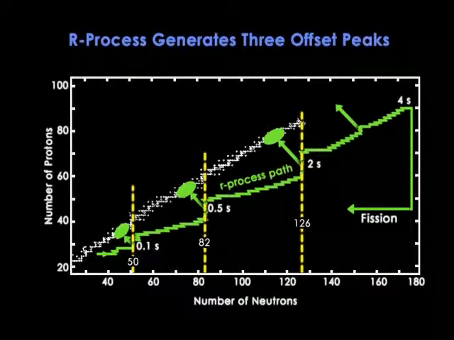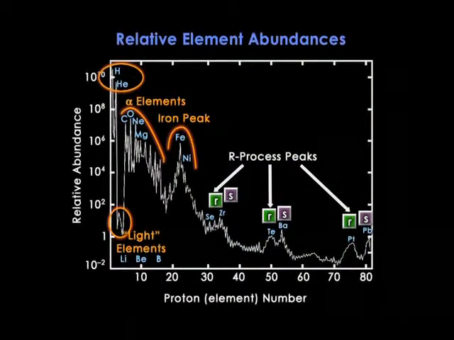So those regions of excess at the magic numbers end up here, as excesses near the elements selenium-80, tellurium-130, platinum-192, and even up at thorium and uranium. As you can already guess, these correspond perfectly to the second set of abundance peaks on the abundance graph. Here are the R process peaks, offset slightly from the S process peaks.